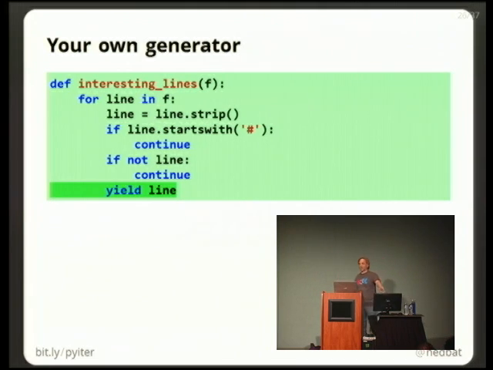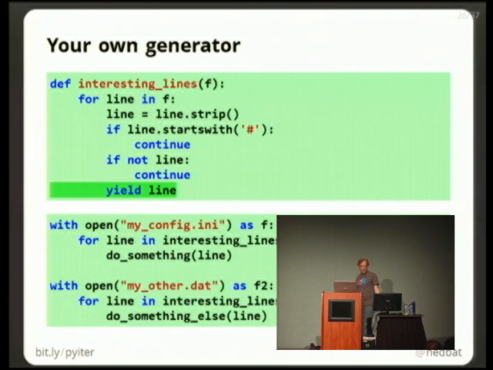So this is another good reason to abstract your iteration. The piece you get out, once you've pulled it out, will probably be more testable and more applicable to more kinds of data than you had started with. Once we've got the generator, then we can use it. So we can say for line in interesting lines of f.